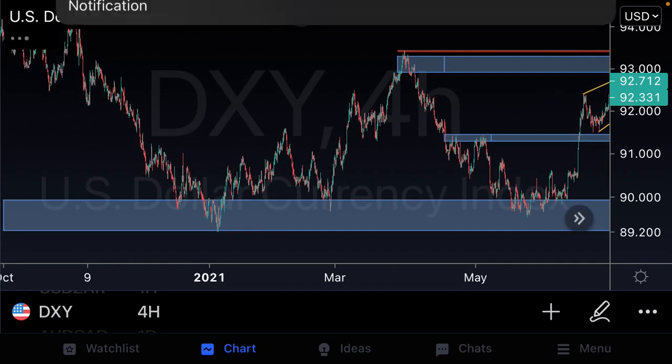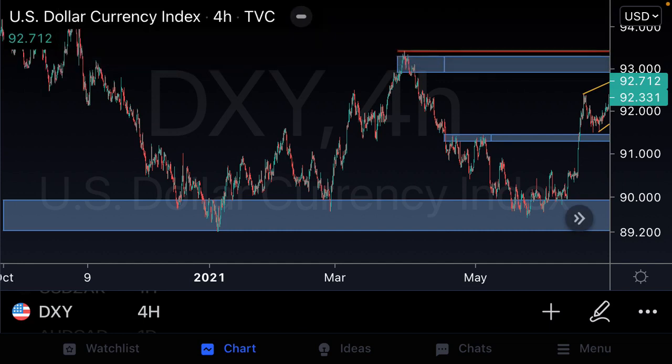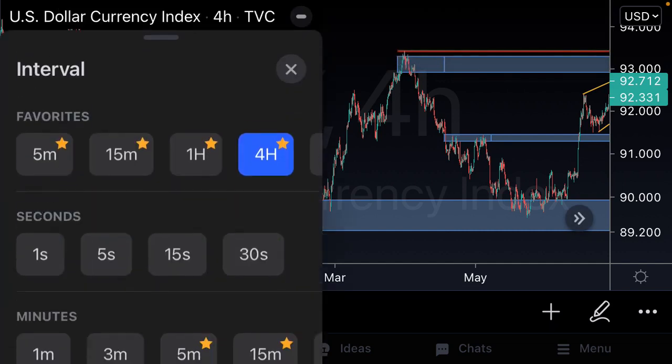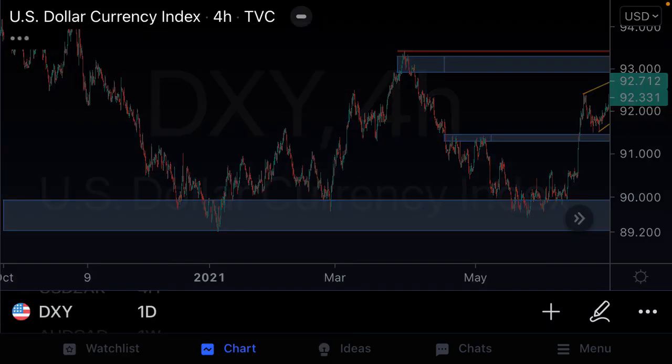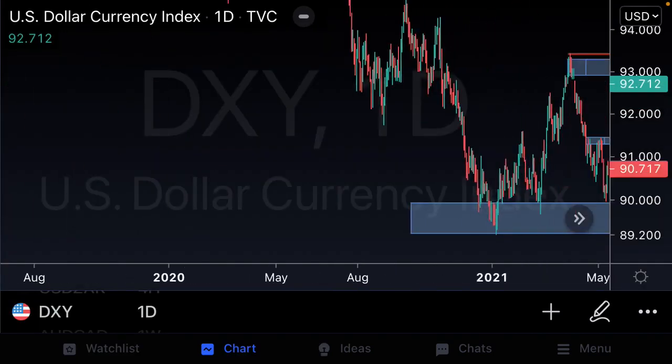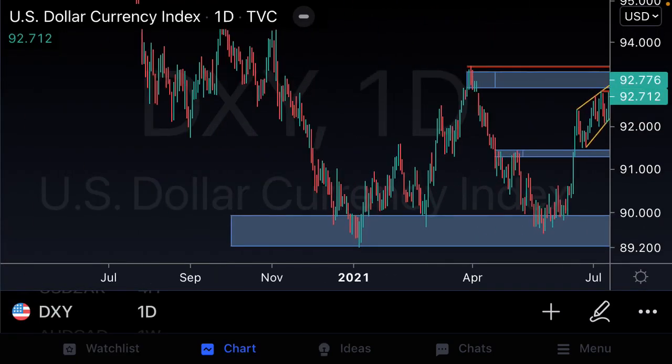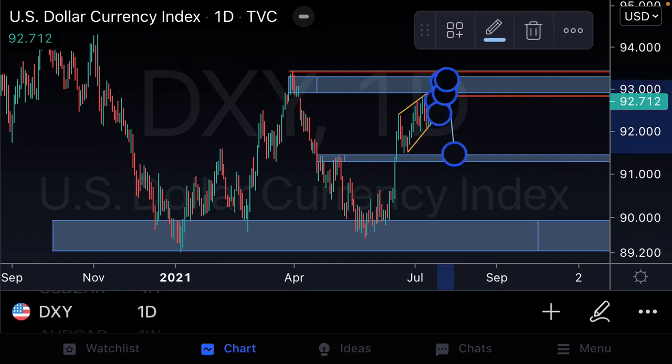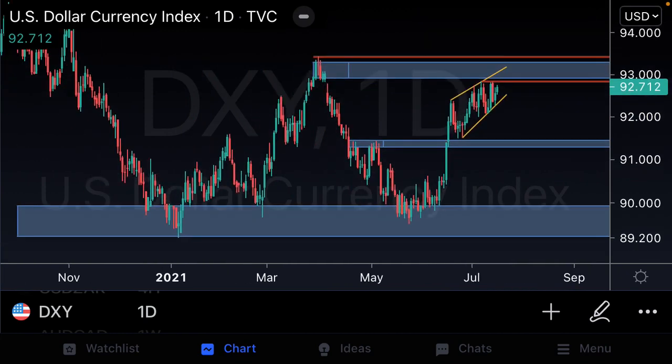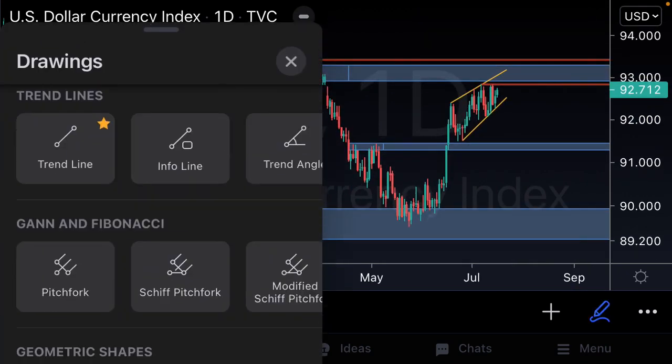Basically, we'll try and stick to the 4 hour for most of the analysis, but as you can see guys, we do have some higher time frame structure that has been highlighted here. Maybe we'll go up onto the daily on a few of these charts just to look at the higher time frame structure and just to see what's been going on higher time frame.